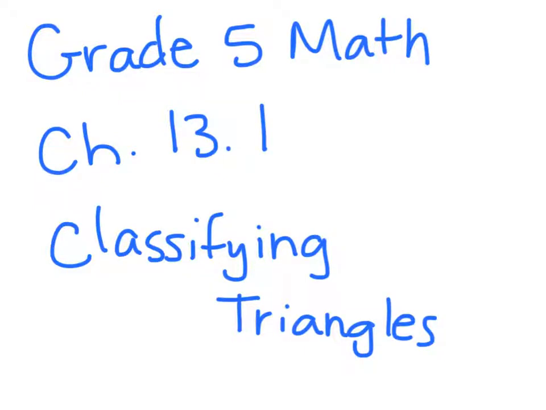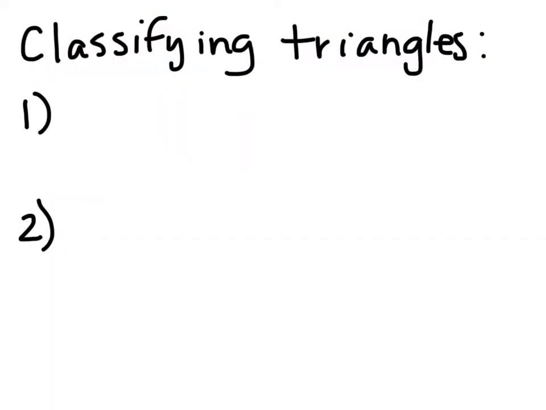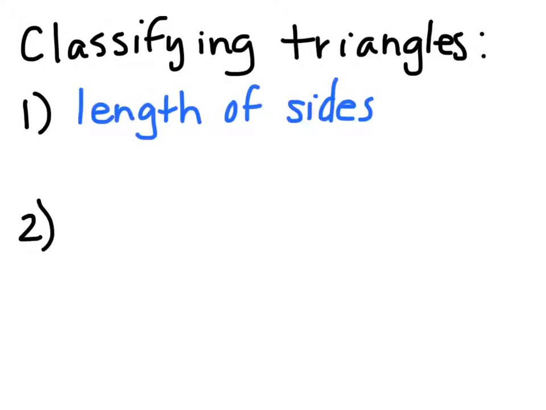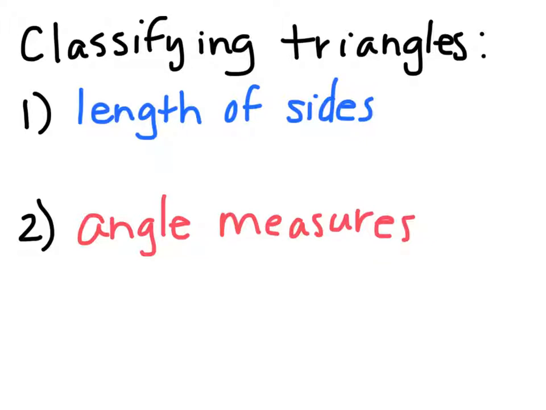Welcome to Chapter 13, which is all about the properties of triangles and four-sided figures. Today we begin by classifying triangles. Let's get started. We classify the different types of triangles by two different measures: the length of their sides and their angle measures. Let's begin by identifying equilateral, isosceles, and scalene triangles, which all depend on the length of side.